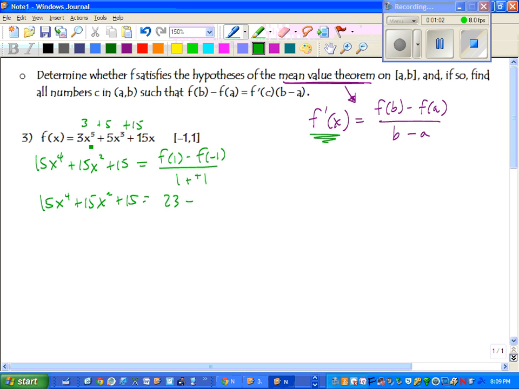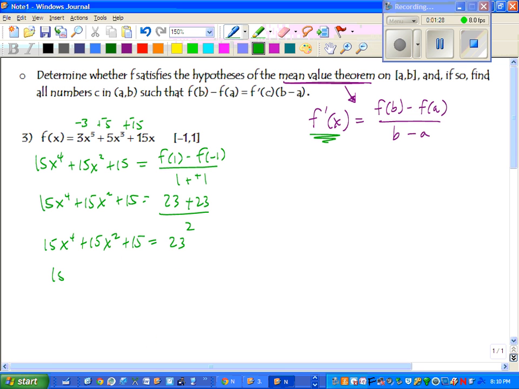minus f of negative 1. If we put negative 1 in there, we're going to get negative 3, negative 5, and negative 15. So we get minus negative 23, which becomes plus 23, all over 2. So 15x to the fourth plus 15x squared plus 15 would equal 46 divided by 2, which is just 23.